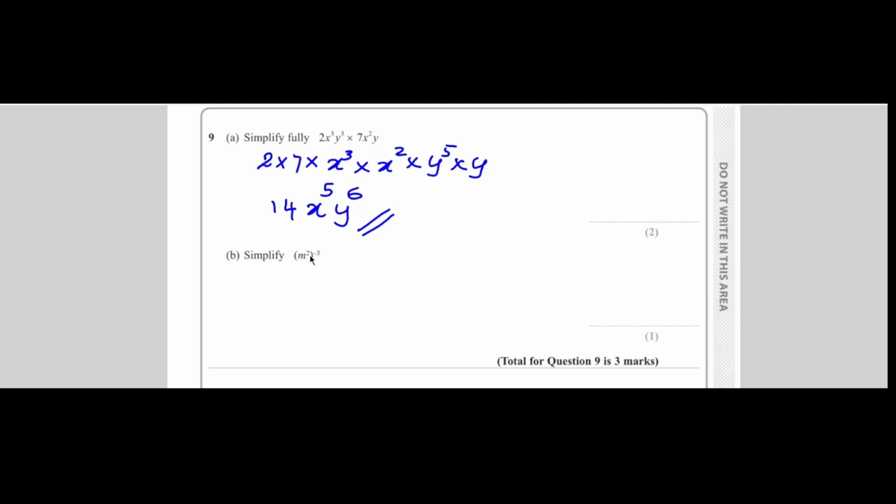Here, when raising a power to a power, this is outside of brackets. So this is not multiplying the bases. This is raising power to power, so we have to multiply out the powers. Then m to the power of 2 into minus 3 becomes minus 6. So these are two different things: multiplying the same bases, and multiplying the powers.